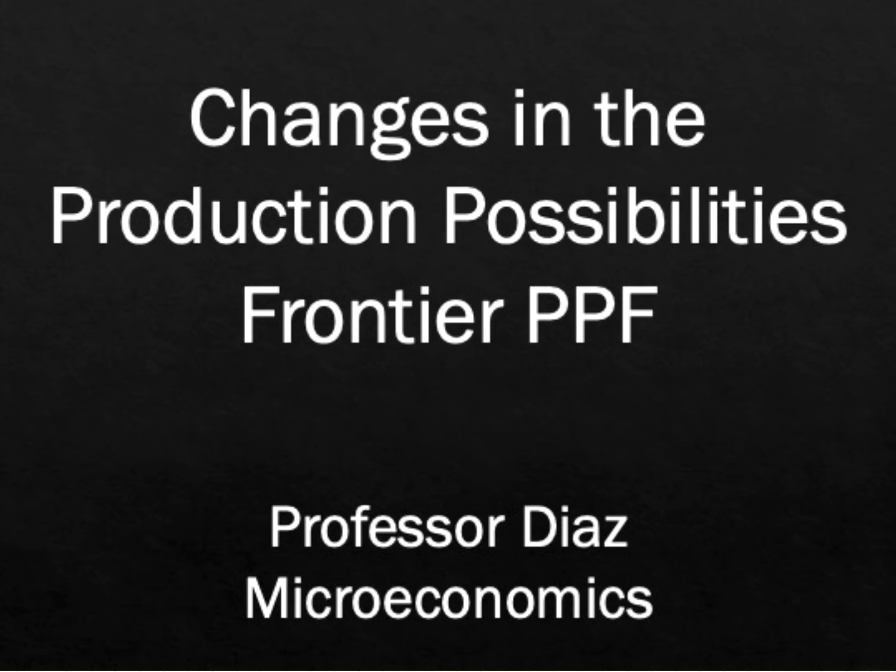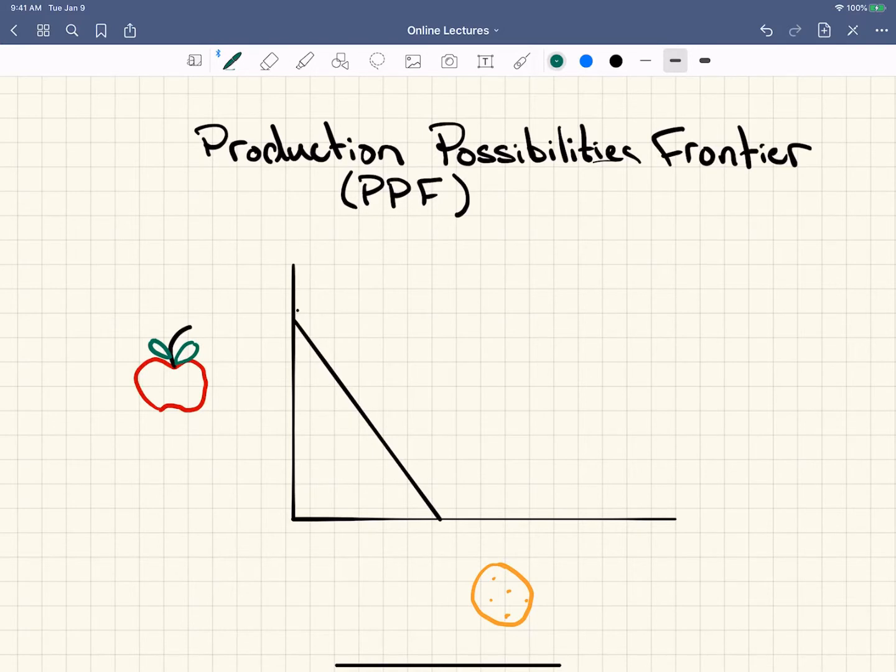Professor Diaz here, and in this video I want to explain the changes in the production possibilities frontier. So we're going back to a straight production possibilities frontier, and I've drawn an apple and an orange, the two goods that we are going to be producing in this country. And it's possible for the production possibilities frontier to shift or change, okay?